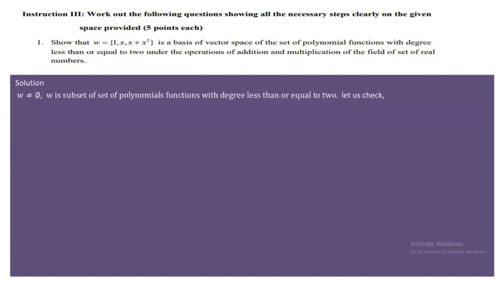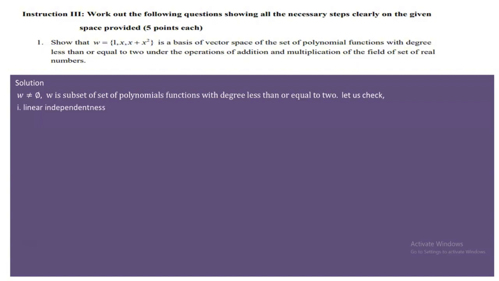As you know, the set given here is non-empty because as you see there are 3 elements here, so it is non-empty, and it is also a subset of polynomial functions with degree less than or equal to 2, because if you see all the elements here, their degrees are less than or equal to 2. Now let's assure the following 2 conditions in order to show the basis. One is the case of linear independence, and the second one is the spanning condition.